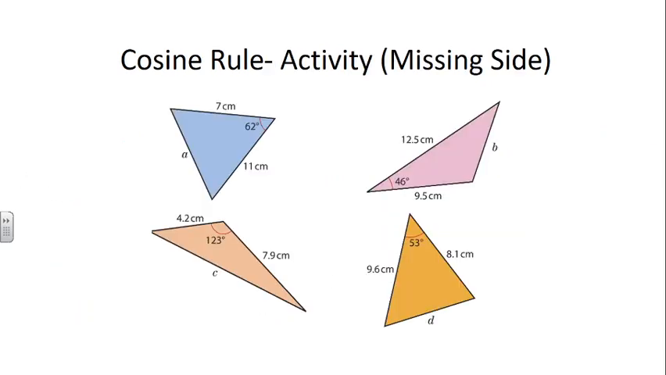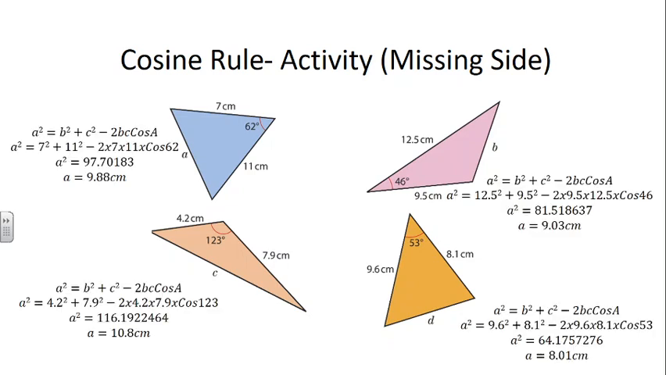I'd like you to have a go at working out the missing lengths on these four triangles. Press pause to have a go and then press play to check your answers are correct. Let's see how we get on. Right, so here are your four answers. I'm just going to go over the first one to make sure that if you didn't get this right, you know where you've gone wrong. Well done if you did get all of those right.